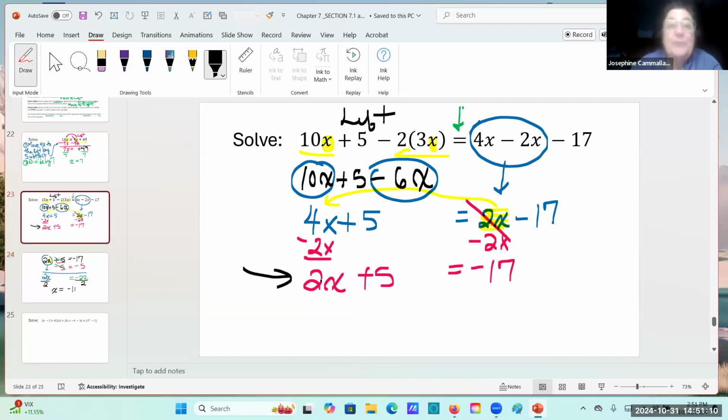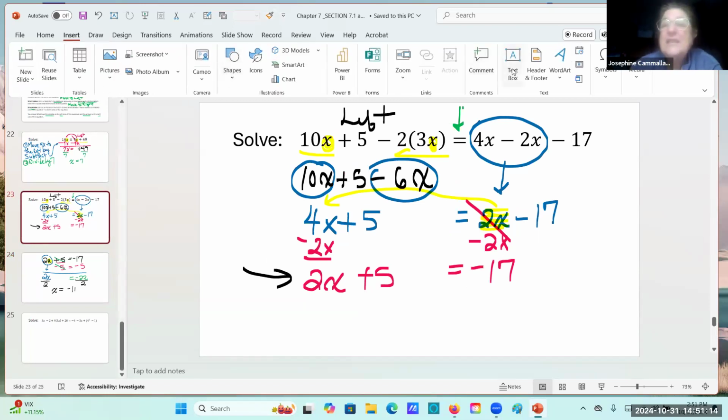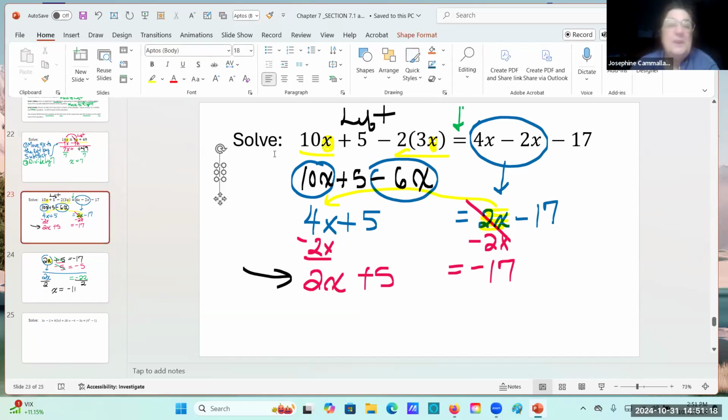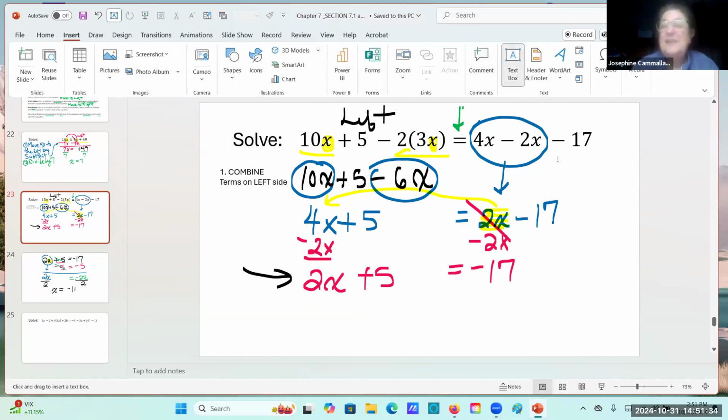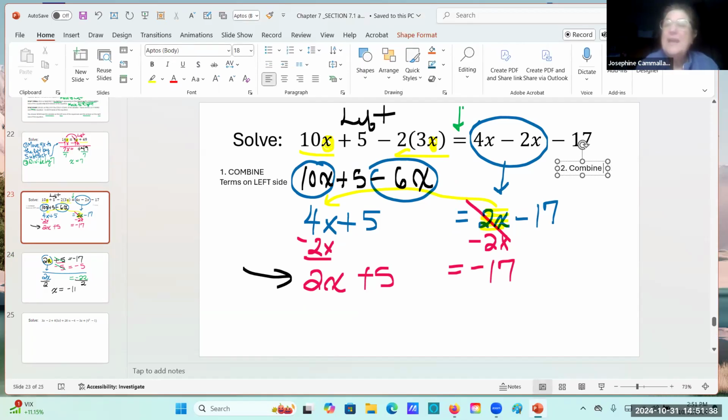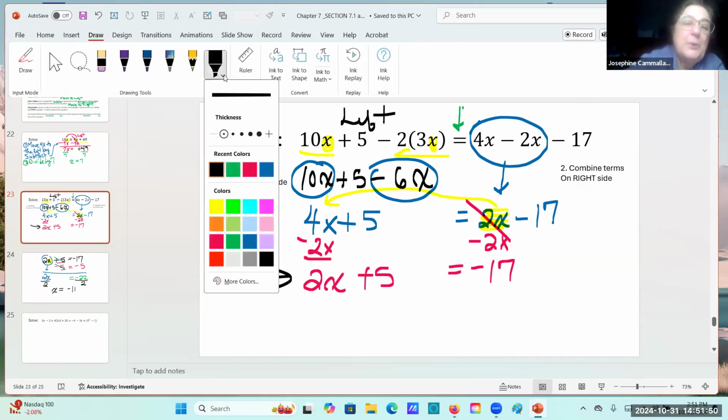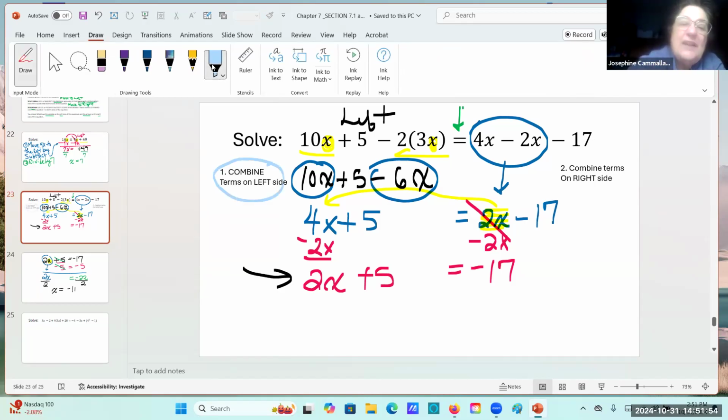So let me go back here. In this case, step number one, combine terms on left side. Then, number two, combine terms on right side. That's what we did here. Combine terms on the left was what we did here. Combine terms on the right is what we did here.